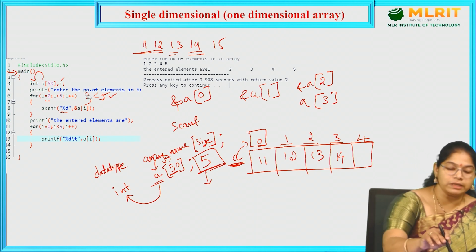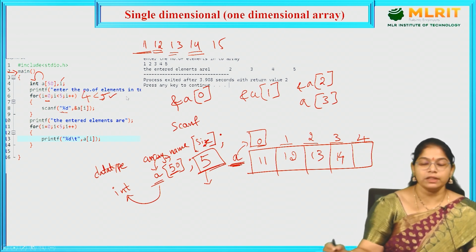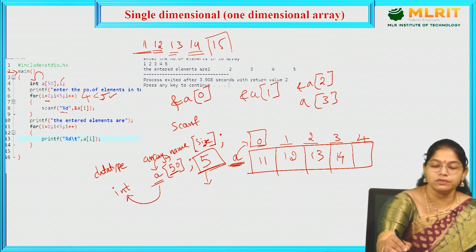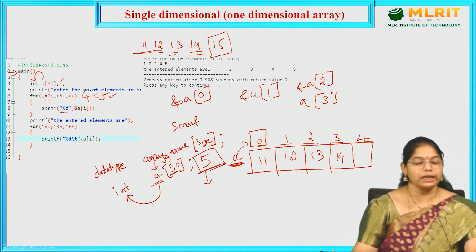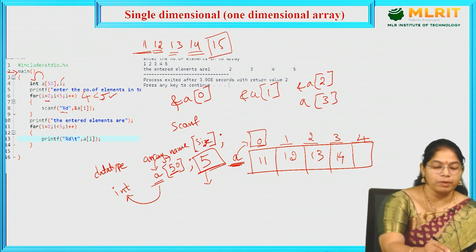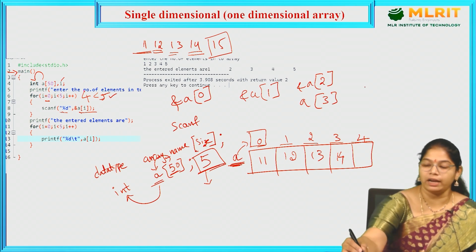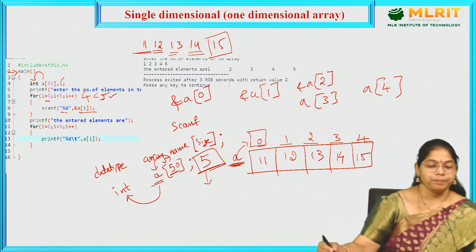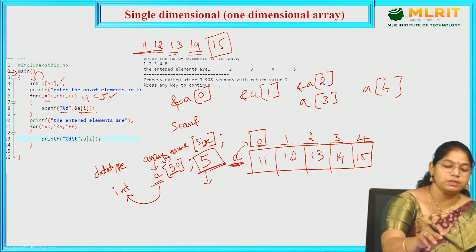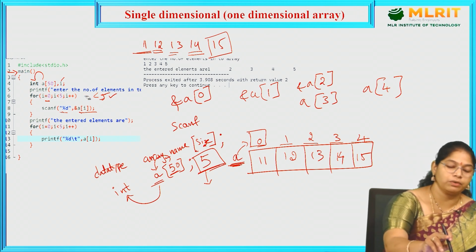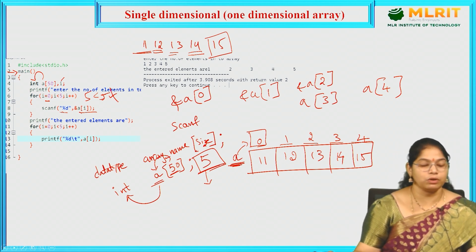Again i plus plus, now i becomes 4, 4 less than 5, condition is true. Then the next data, that is 15, we have to read and store where? In the memory location address of a[i], where a[i] is a[4]. a[4], that is 15. Again i plus plus, now i becomes 5. Is 5 less than 5? No, the condition is false. So the control comes out of the loop.